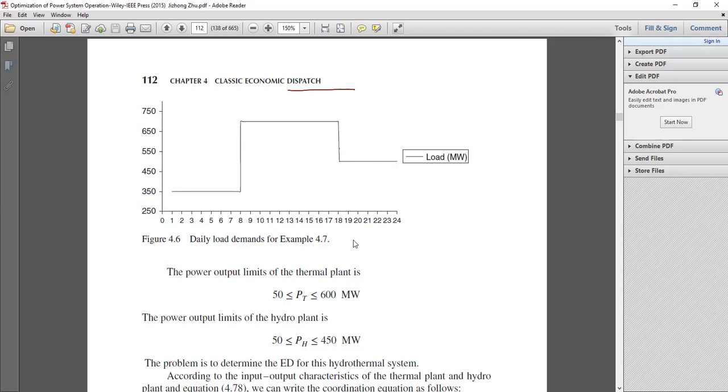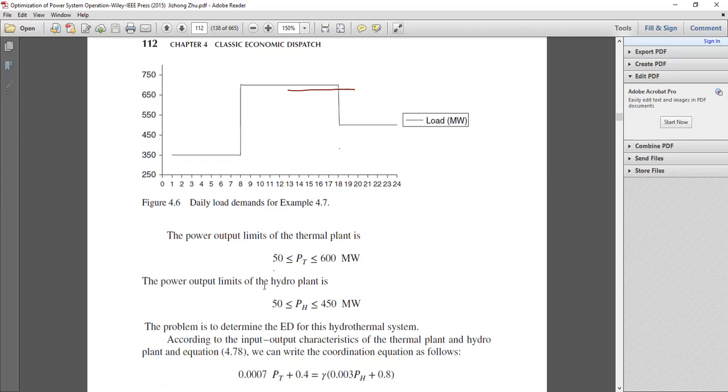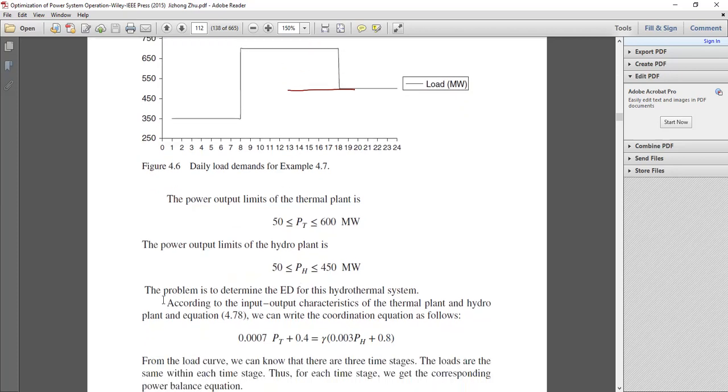Okay, well, so then the power output limits of the thermal plant. So this is the lower limit and this is the upper limit for the thermal plant. Then you have the lower limit as well as the upper limit for the hydro plant. Now the question is, you have to determine the economic dispatch for this hydrothermal system.